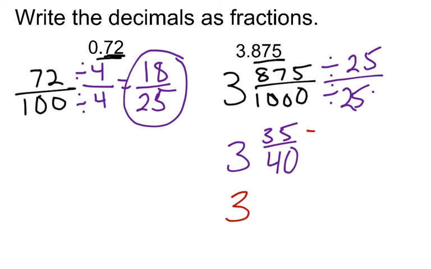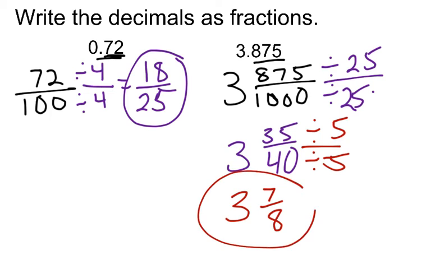So 35 and 40 both are divisible by 5. And remember, I have to divide the same number on the top and the bottom. And that would give us 7/8. 3 and 7/8 is equivalent to 3 and 875 thousandths. So that's writing decimals as fractions.